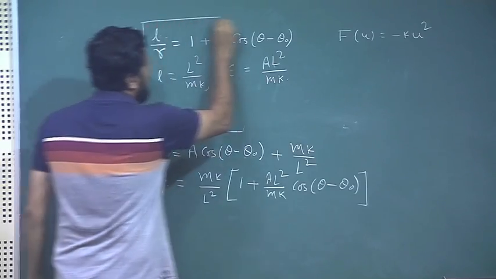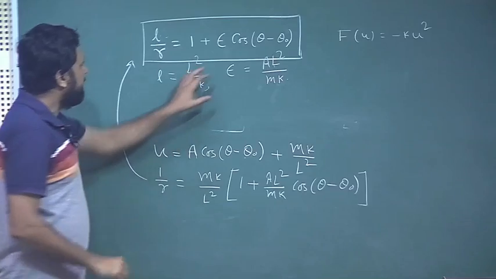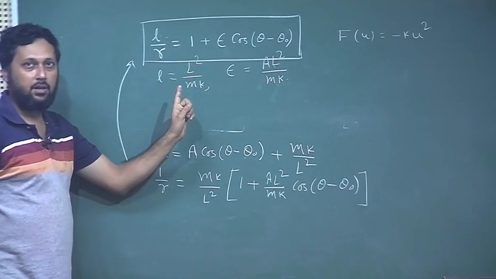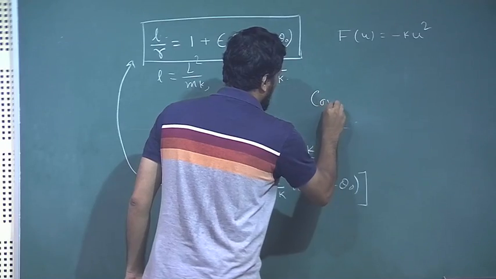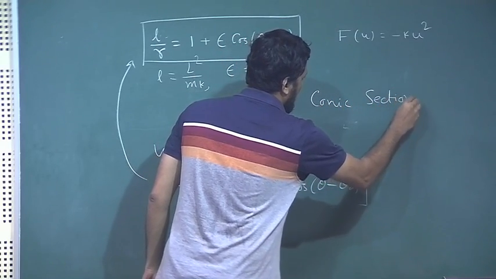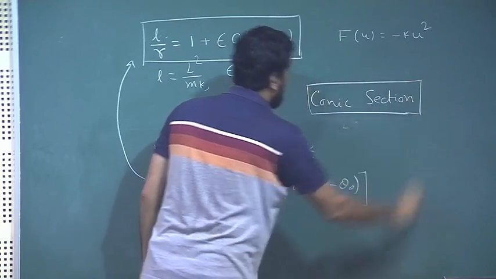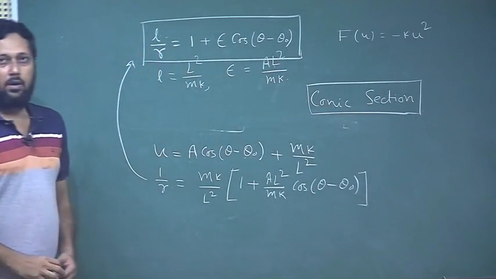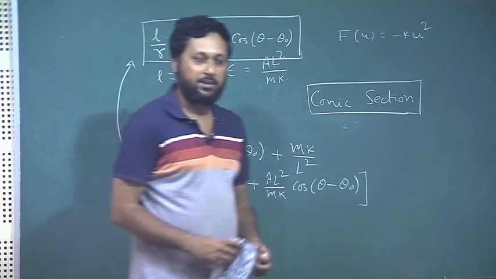So, this equation is a very special class of equation which describes a conic section. So, what is a conic section and how is it special?